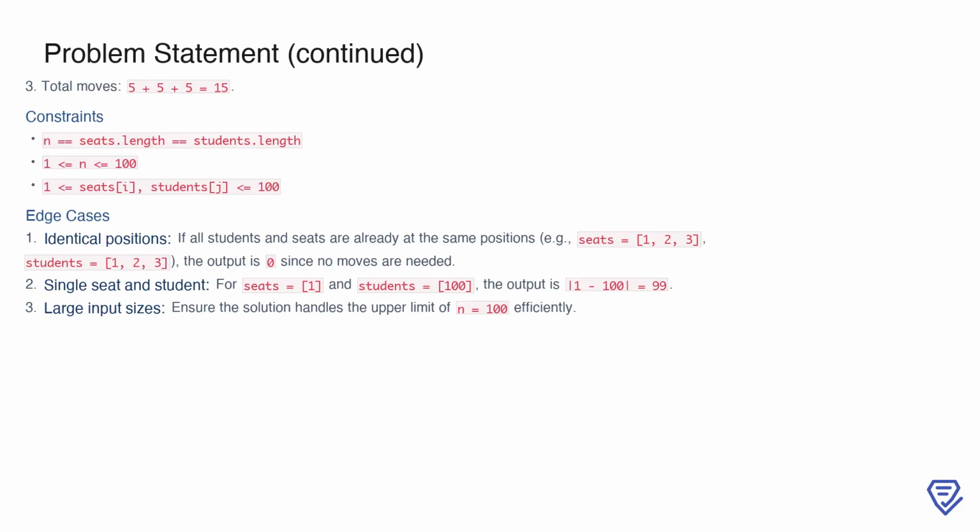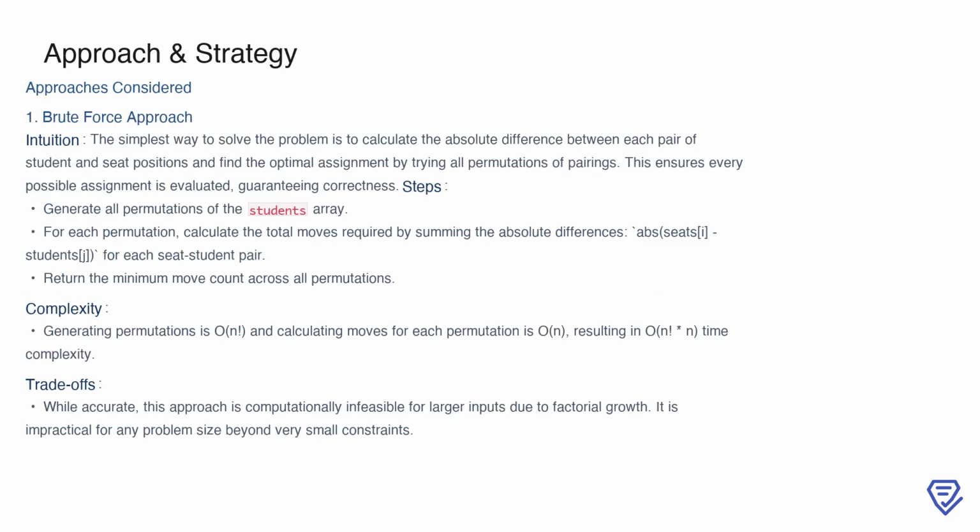Lastly, the solution must handle the upper limit of n equals 100 efficiently to ensure it performs well even with the largest inputs. To begin solving this problem, the brute force approach is the most straightforward method to consider. The idea here is to try every possible pairing of students and seats by generating all permutations of the students array. For each permutation, we calculate the total moves required by summing the absolute differences between each seat and student pairing. This guarantees that we evaluate all possible assignments, ensuring correctness.